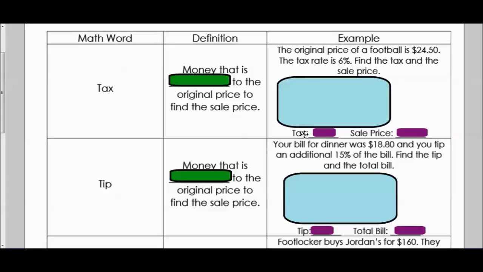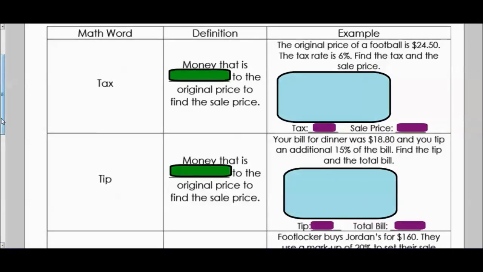The part that we're looking for is either the tax, the tip, the discount, or the markup, and then the sale price, the final price, or the total bill, the bill including whatever we're talking about: the tax, the tip, discount, or markup. Okay, so first we need to talk about what each of these things is. Hopefully you've thought about and seen these things before. If you haven't, we're going to define them first and then figure out how to use them in example problems.